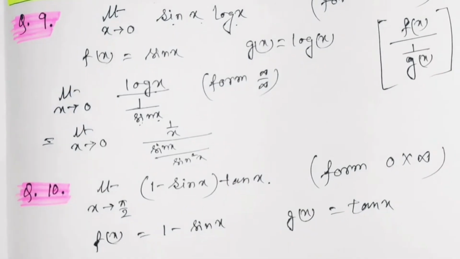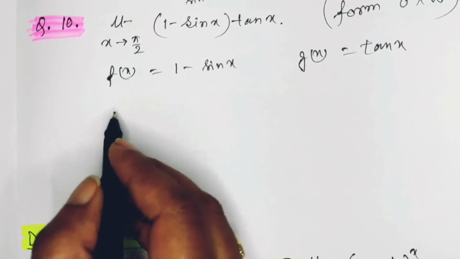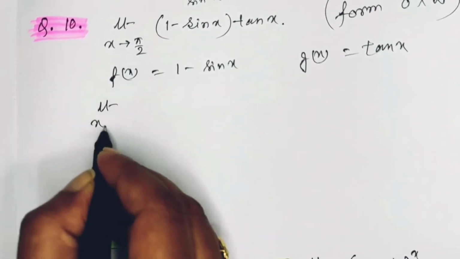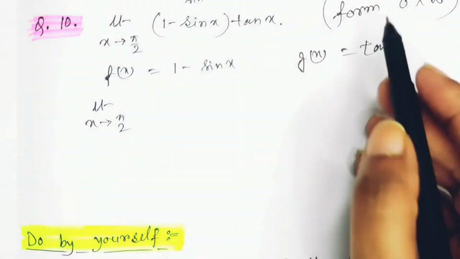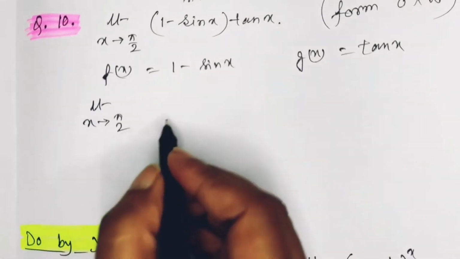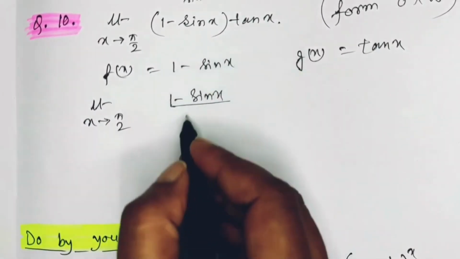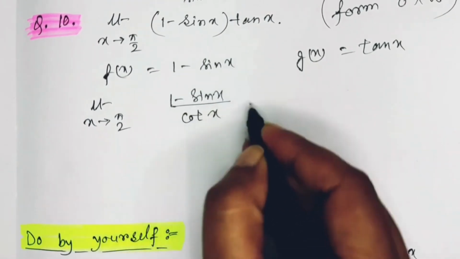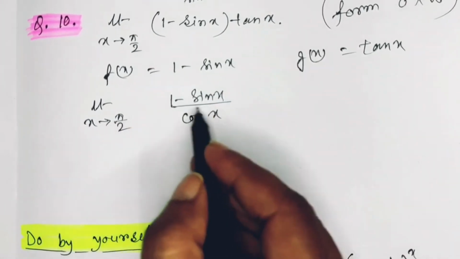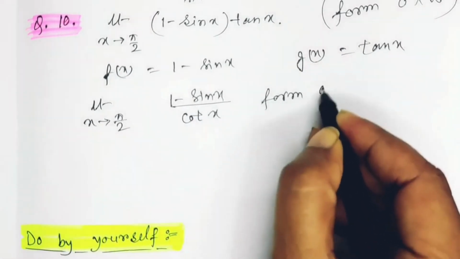Now let us go for another question. So the other question is this one. Here for the given function, the limit x tends to pi by 2, and it is in the 0 cross infinity form, that means 0 into infinity indeterminate form, and we should rewrite it in the form of 1 minus sin x divided by tan x, which we can write as cot x. Now if we substitute the pi by 2 value, we shall find it is the 0 by 0 form.